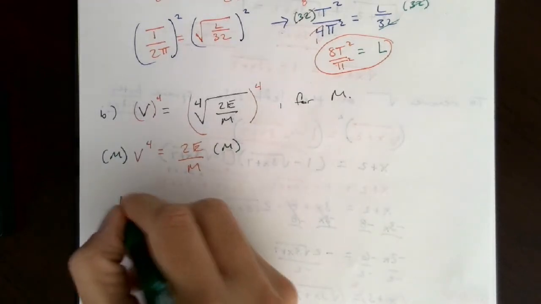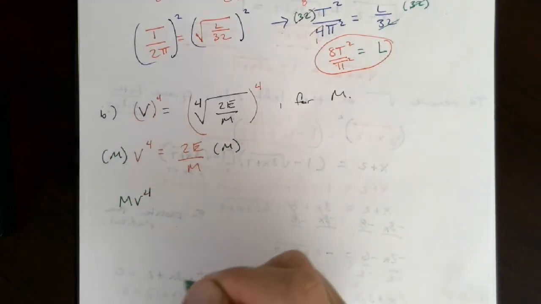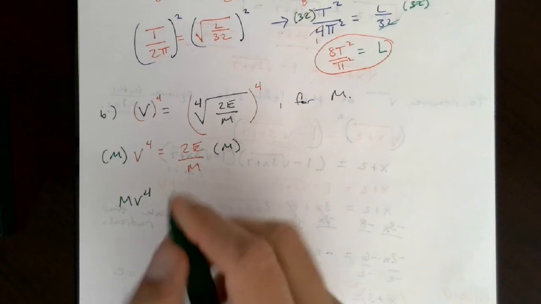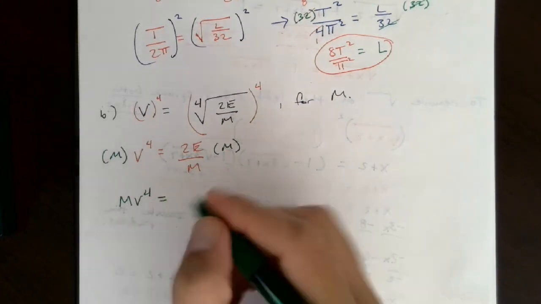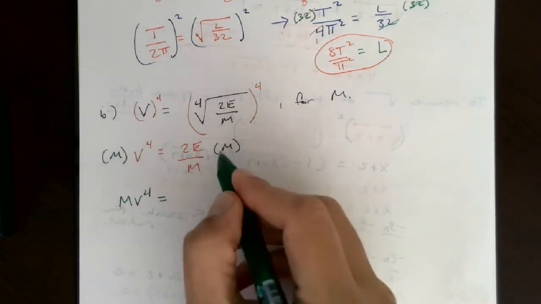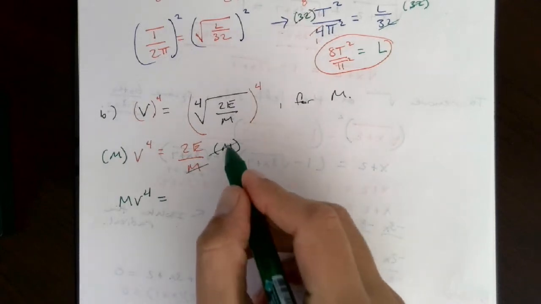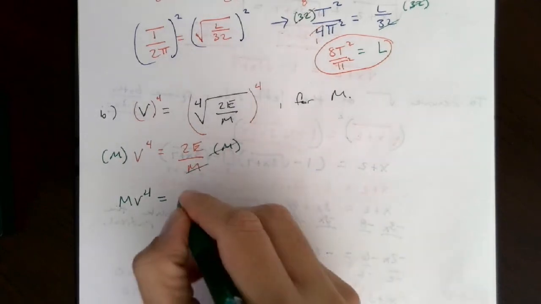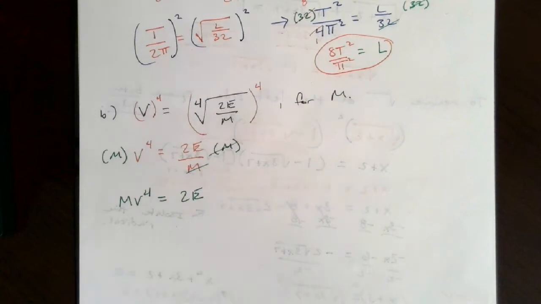So on the left side, I'm left with mv, and that's to the 4th power. So mv to the 4th is equal to, here, 2e times m divided by m. The m's cancel. That's why we did it, right? So m divided by m will cancel out, and you're left with just 2e.